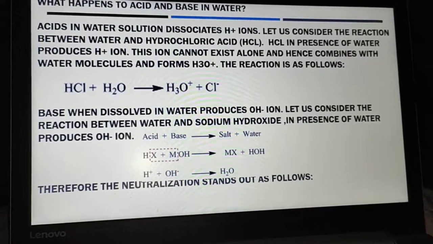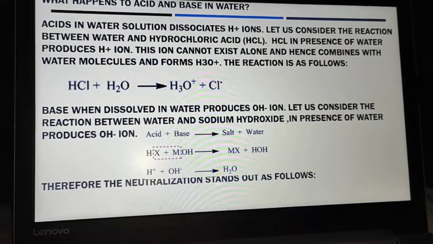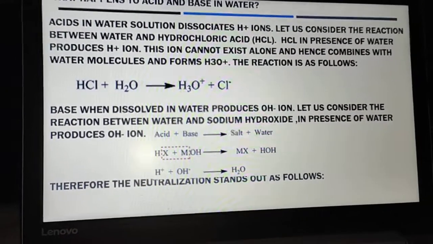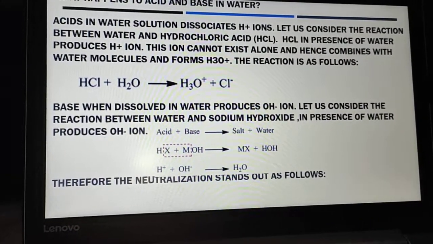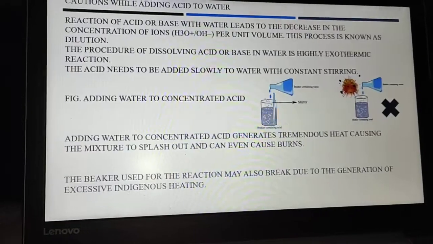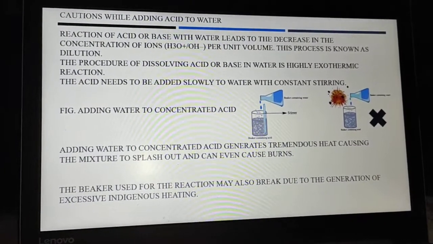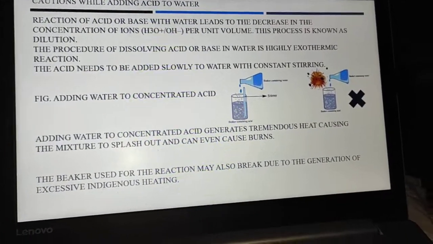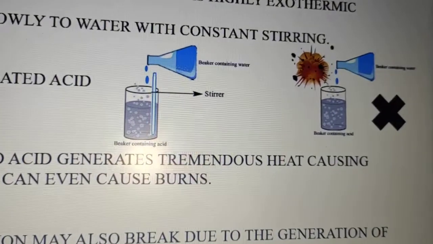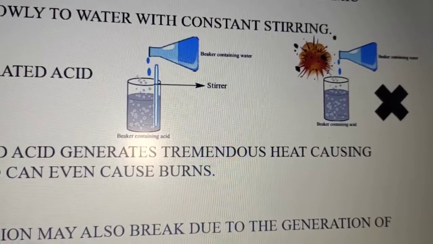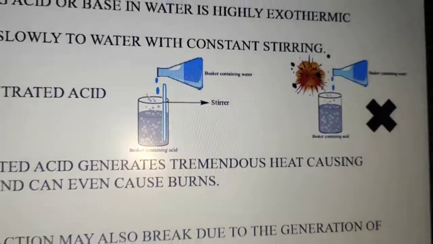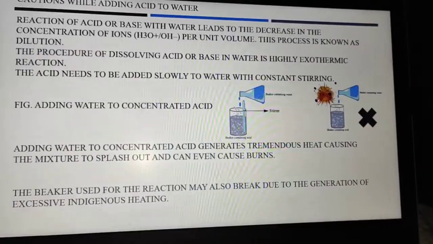What happened to acid and base in water? This is already done. Again the same slide: HCl plus H2O, we get H3O+ and Cl-. So, the question of adding acid to the water. These are the figures showing how you can add the water. If you are adding acid to the water and water to the acid, what is the conclusion and result?